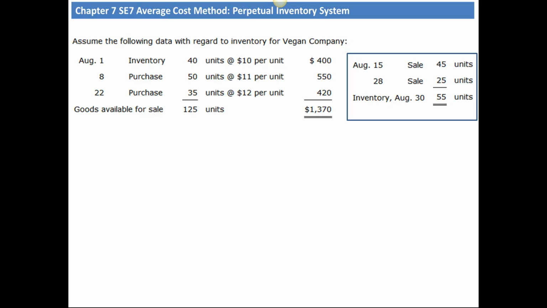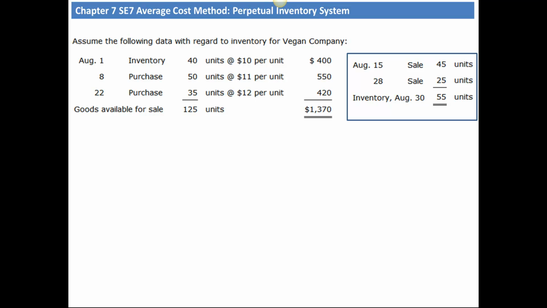In this example, we are going to be looking at the average cost method under the perpetual inventory system. So you want to keep in mind the differences that you learned between the periodic and the perpetual systems back in Chapter 6. The biggest difference under the perpetual inventory system is that after every time we sell inventory, the inventory account and the cost of goods sold account is updated immediately.